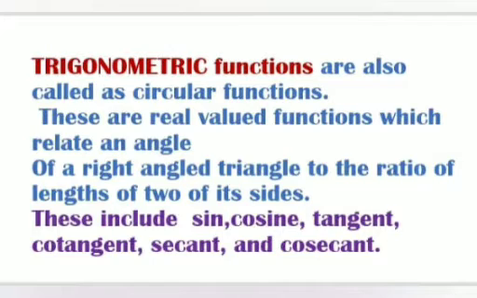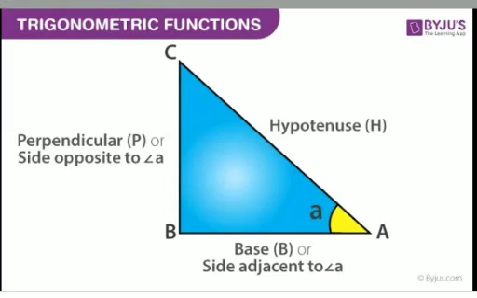Now let us take a right angular triangle ABC, right angled at B. As we know, the longest side of a right angular triangle is called hypotenuse. Here we take the acute angle A, then the side adjacent to the angle A is called base, and the side opposite to angle A is called perpendicular.